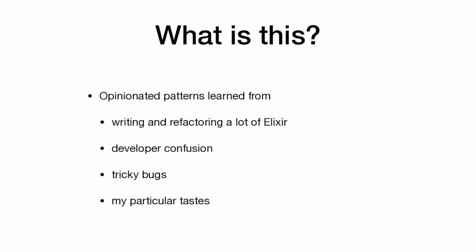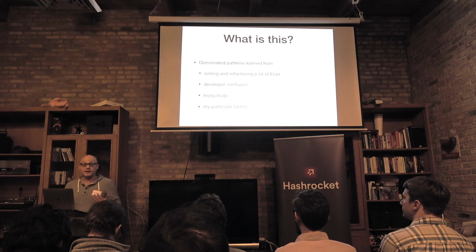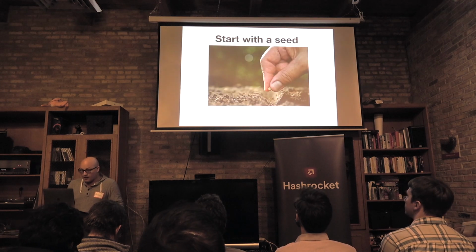So what is this? It's a lot of opinionated patterns that I've learned from writing and rewriting a lot of Elixir code, just various points of confusion that people have come up with just by doing various things, resulting in fixing tricky bugs. And a lot of it is my particular taste, so you might disagree, and I hope that that can become a conversation point when we get to questions. So take note of any of those.